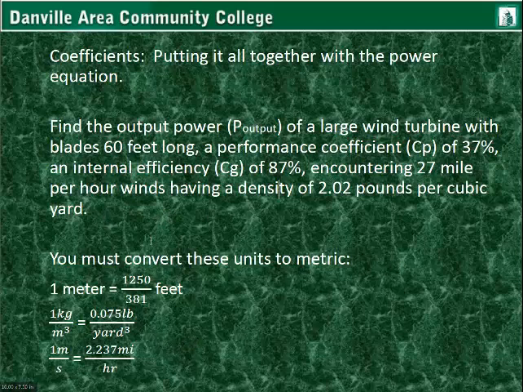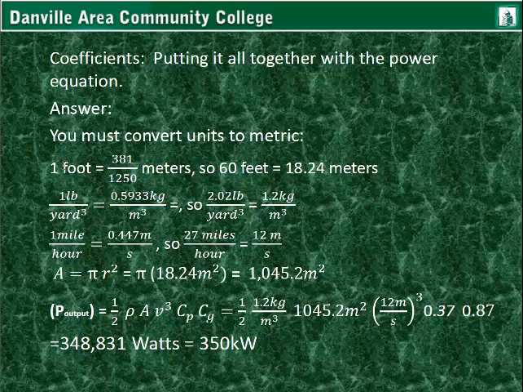Anyway, getting back to it, we need to know conversions in order to convert this over and plug it in. The conversion factors: 1 foot is 381/1,250 meters. So 60 feet is approximately 18.24 meters, just by multiplication and simplifying the fraction. One pound per cubic yard is 0.5933 kilograms per meter cubed. So 2.02 pounds per cubic yard is the 1.2 kilograms per meter cubed. I just converted it over as an example. So now you understand the 1.2 kilograms per meter cubed is the same as 2.02 pounds per cubic yard. It's the same density of air. That's what the density of air is, I believe, at room temperature at sea level.